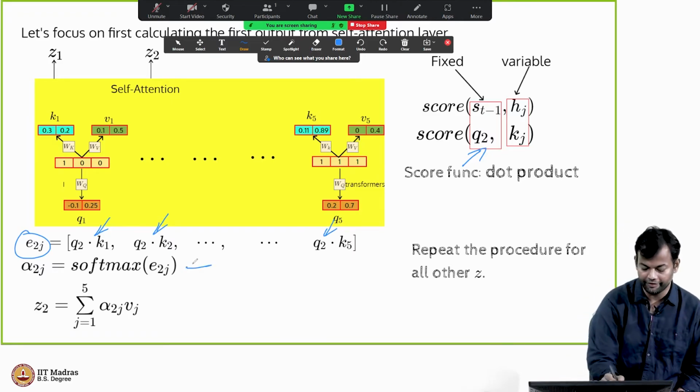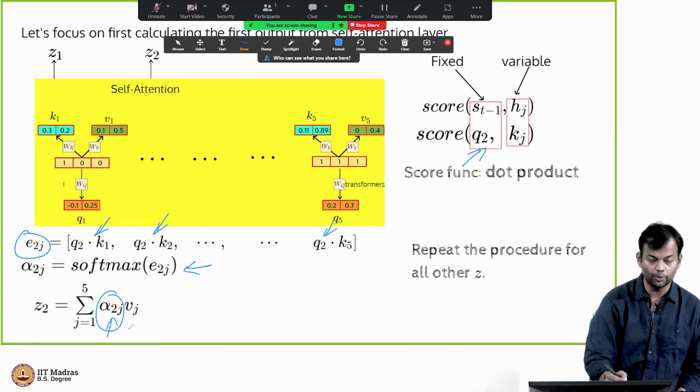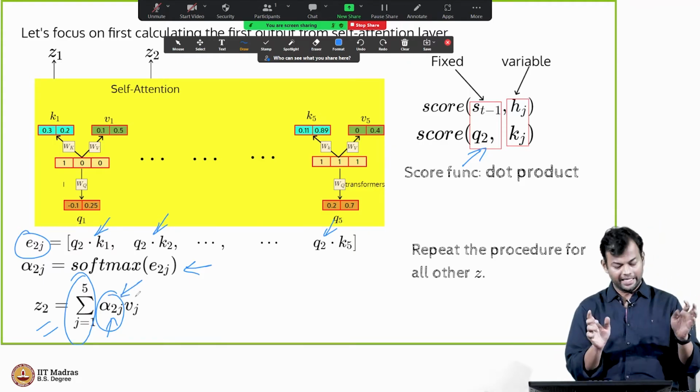Then you will compute the alphas as the softmax. Once you have computed the alphas, these are all alpha 2s, you will compute the z as a weighted sum of your 5 input vectors, and the weights would come from the alphas, right? So very easy to understand now.